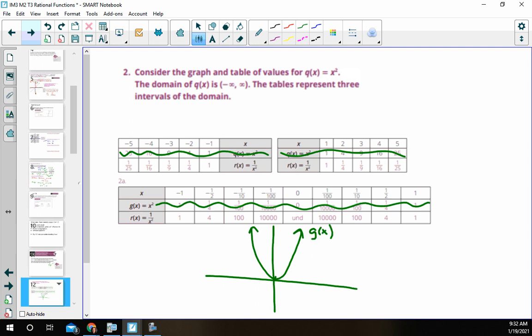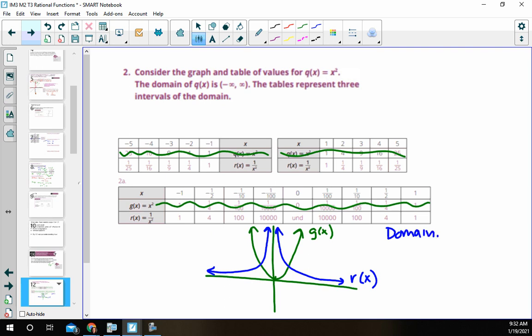And then go ahead and see what does the function look like when we do its reciprocal. So pause the video, graph those points. Okay, so what it should look like is this. So this is my r of x. Okay, so the next question is going to be state the domain and range of this.